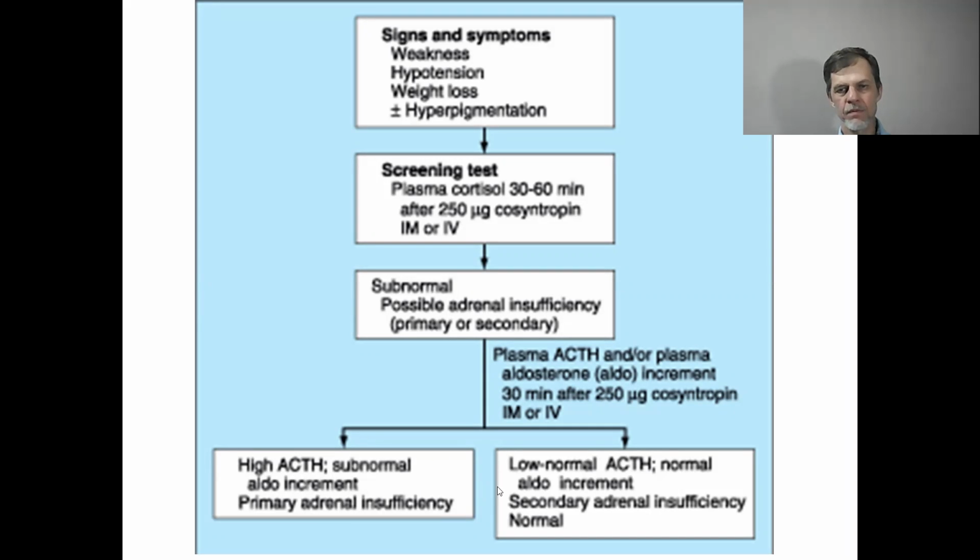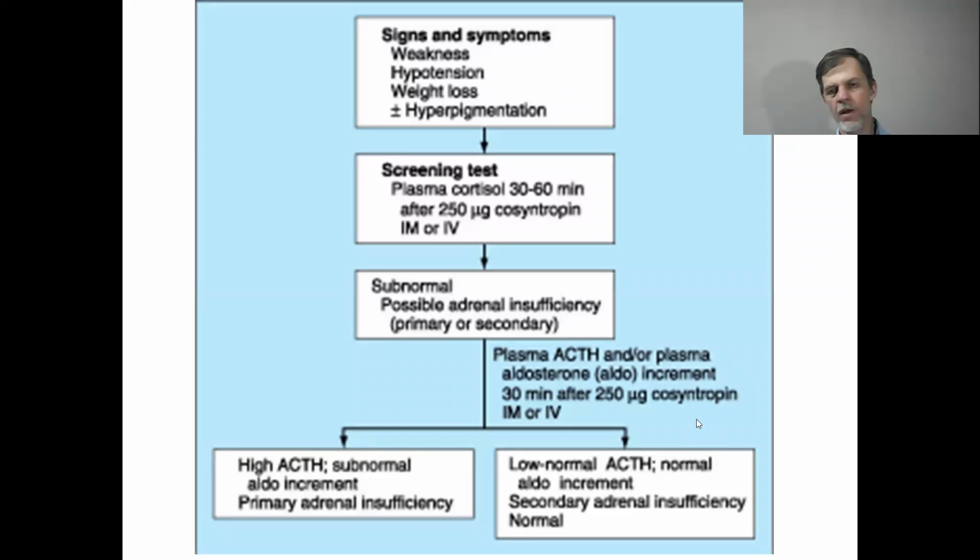And if we detect subnormal aldosterone increment, so if actually we have low level of cortisol and low level of aldosterone, well, this is primary insufficiency. If aldosterone levels are normal, in this case this is secondary insufficiency.